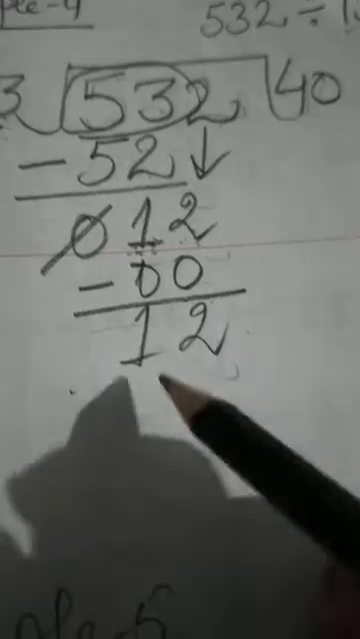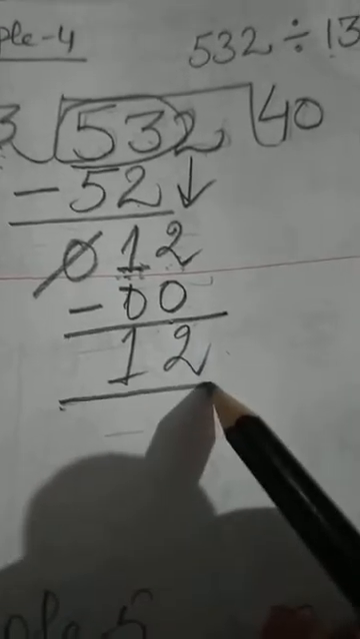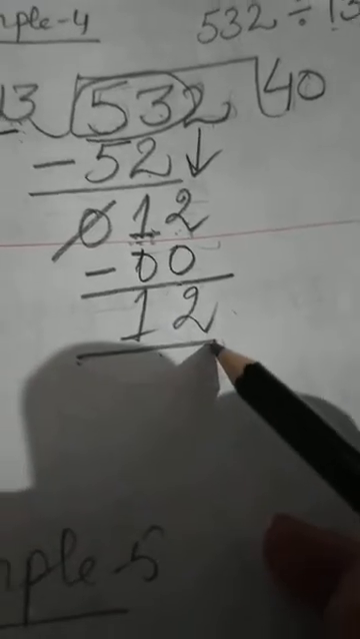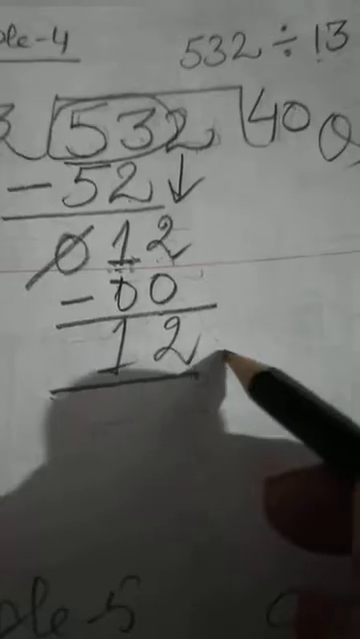Then next step is of subtraction. 2 here, 1 here. We have subtracted. Next, after subtraction, is bring down. There is no digit to bring down, so our sum will complete here. We have got 12 after subtraction. So 40 is the quotient and 12 is the remainder.